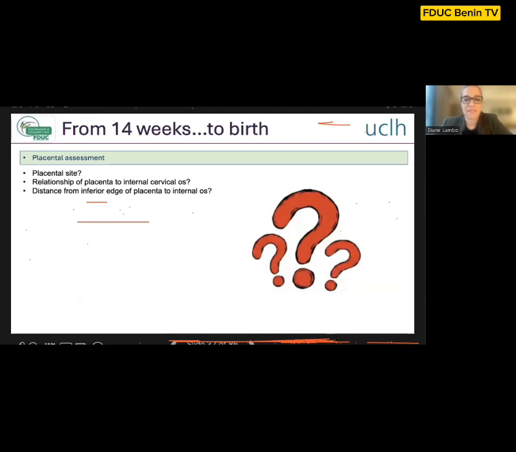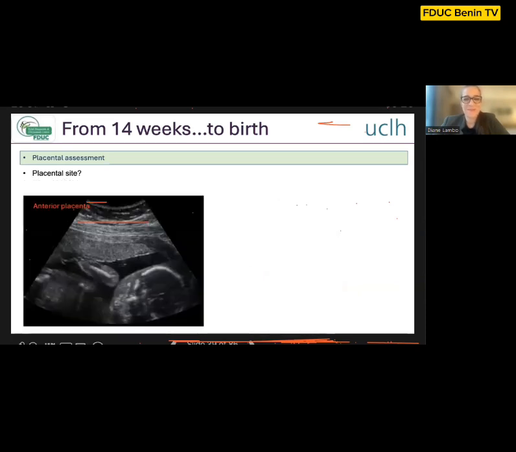So starting with the placenta, these are the key questions that you really hope to answer with your scan. First, where is the placenta? Second, what is the relationship of the placenta to the internal cervical os, in particular the leading or the inferior edge of the placenta? And finally, where does the cord insert into your placenta? So usually the placenta is assessed by transabdominal ultrasound. There are some cases where you need to use transvaginal ultrasound, but I'll discuss that later in the presentation.